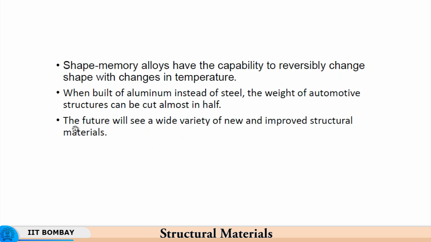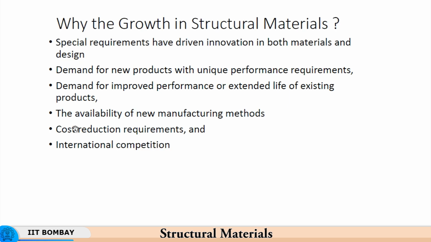Similarly, shape memory alloys have the capability to reversibly change shapes. This is another variety of materials which is again a functional material, which has the ability to change shape with change in temperature. This is called thermoelasticity, meaning as the temperature changes, the shape of the structure also changes.